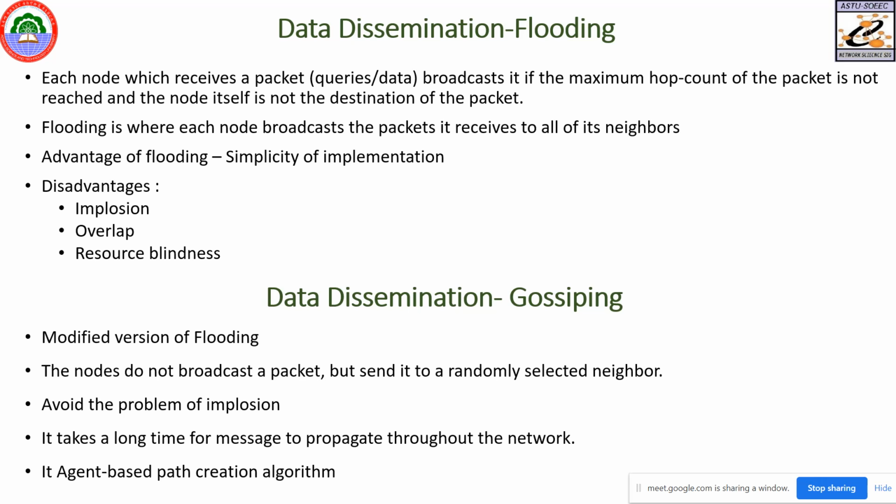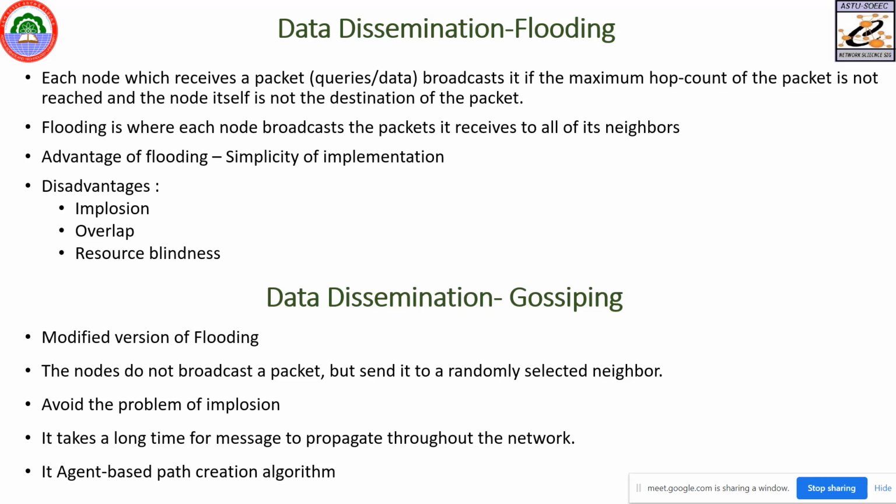So gossiping, in the sense, we can say there is some kind of control. It is also similar to flooding, but there is some kind of control for that flooding. We can simply call this a modified version of flooding or a controlled version of flooding. In flooding, what it will do? Simply it will flood the information to all the neighbors.